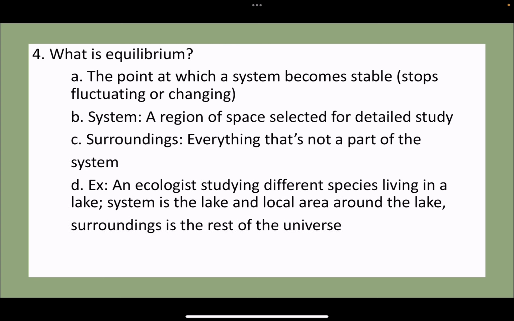Let's say an ecologist is trying to study the different animal and plant species that live inside a lake. In this case, the ecologist's focus is on the lake itself. He or she might also take the lakeshore into account, so we can say that in total, both the lake and the area immediately around said lake comprise the system for the purposes of this ecological study. The surroundings, then, is the rest of the universe exclusive of the lake and its surrounding area. Everything outside the area chosen for specific study is the surroundings.